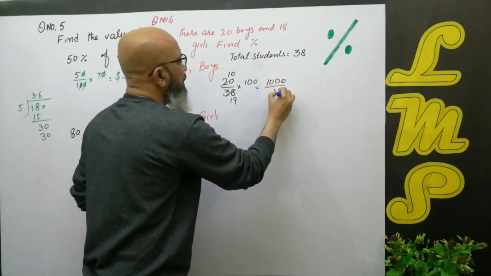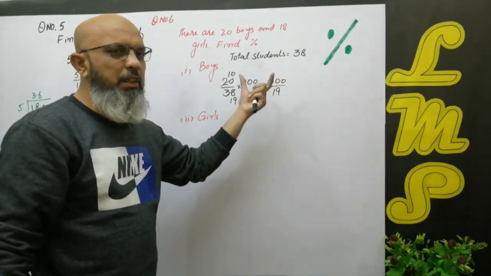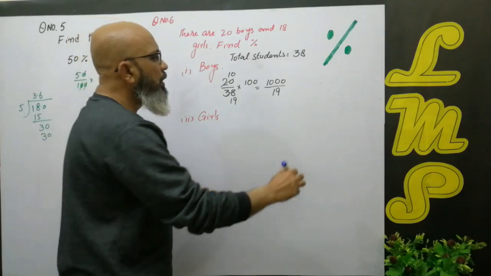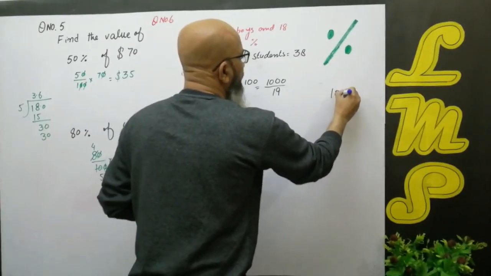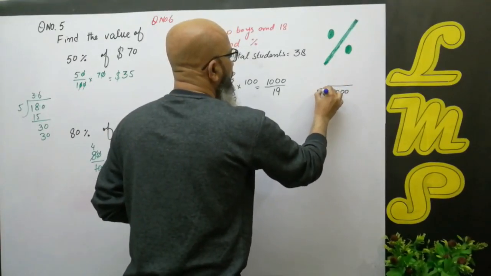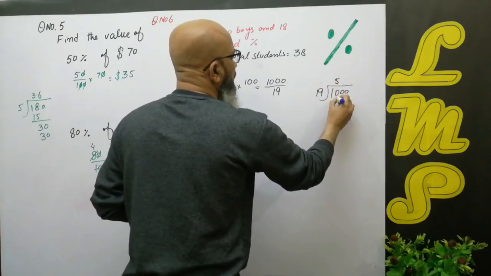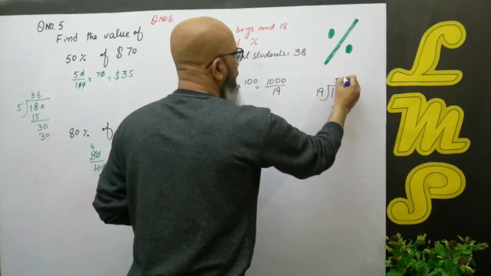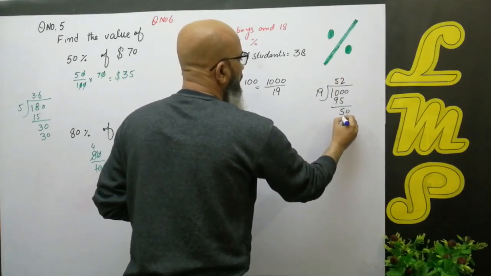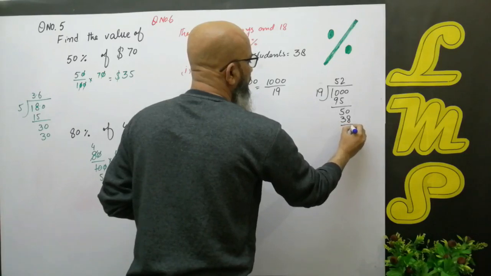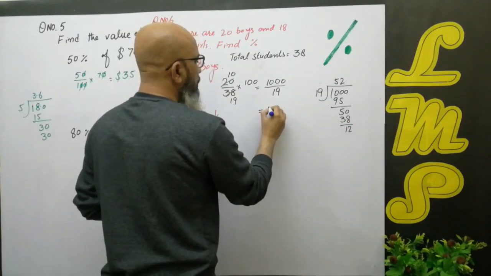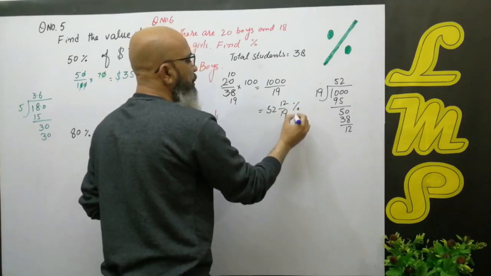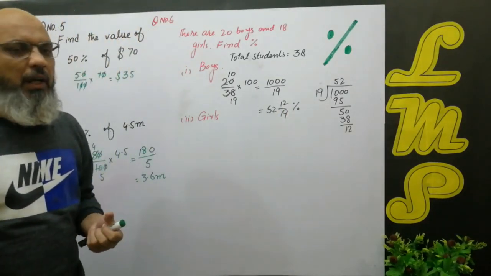That is 1000 over 19. You can leave your answer as a mixed number. You can leave your answer in decimal form. It's up to you. So make a division. Long division. 19 fives are 95. What is the remainder? That is 50. 19 twos are 38. What is the remainder? That is 12. So 52 and 12 over 19 percent of boys are there in the class.